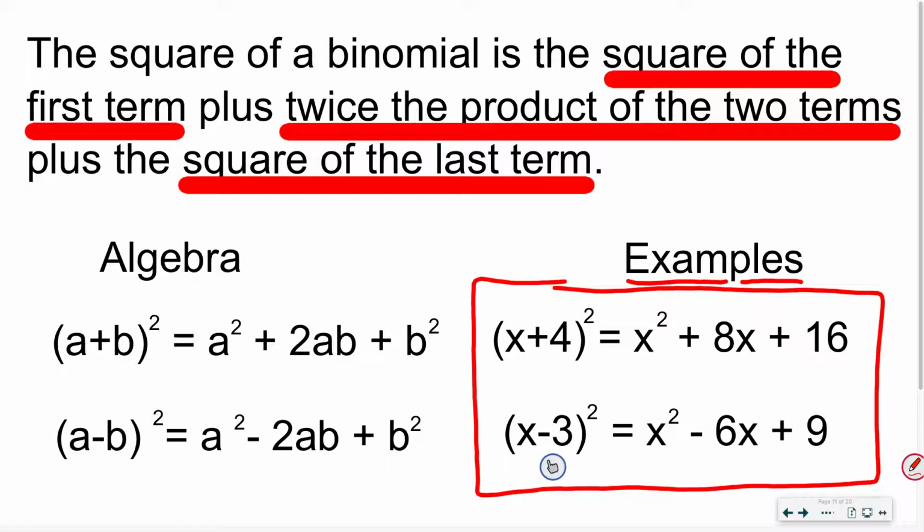Now, you will not be forced to use this strategy if you were squaring a binomial. If you had x plus 4 squared, you could always represent it as x plus 4 times x plus 4 and actually break it out and FOIL or use distributive property or use an area model. It would be up to you.